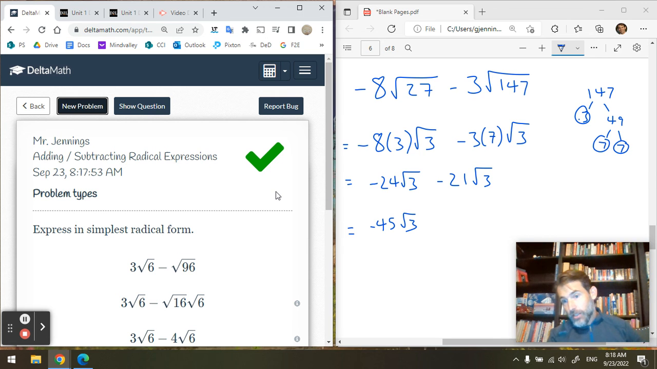Hooray! So practice lots of these if you want to get some mental math practice as well.